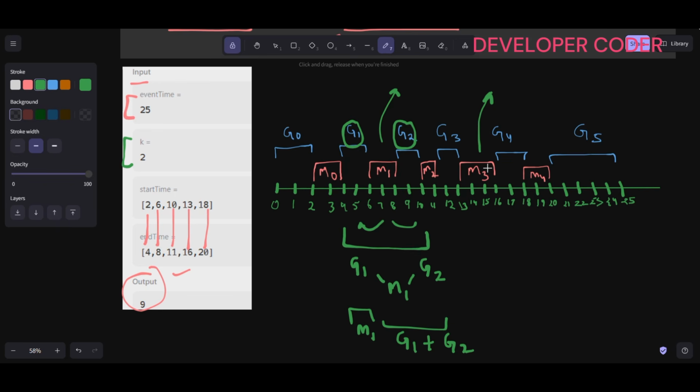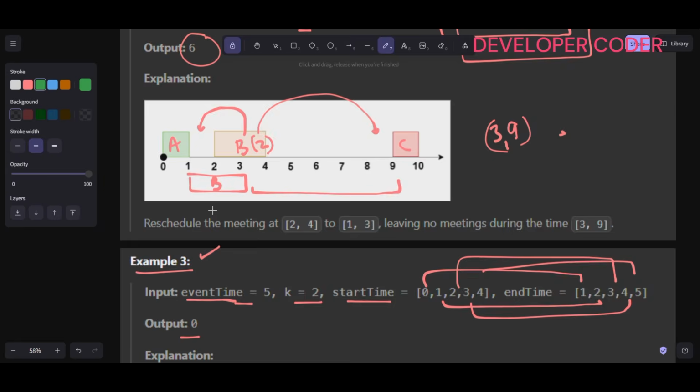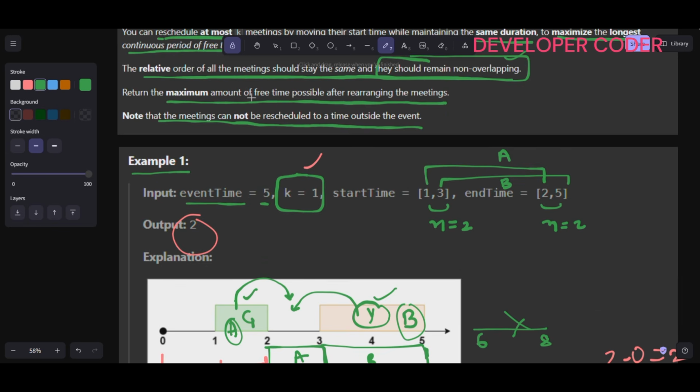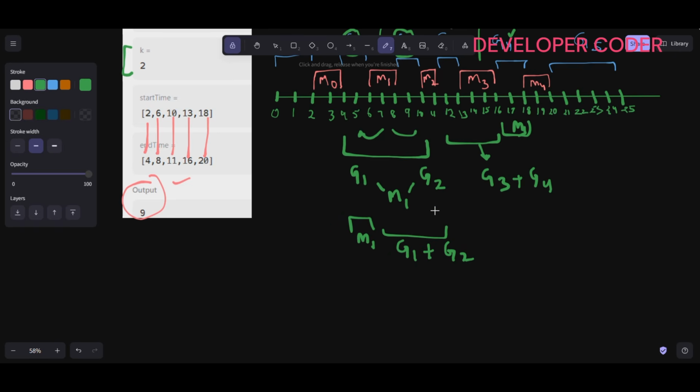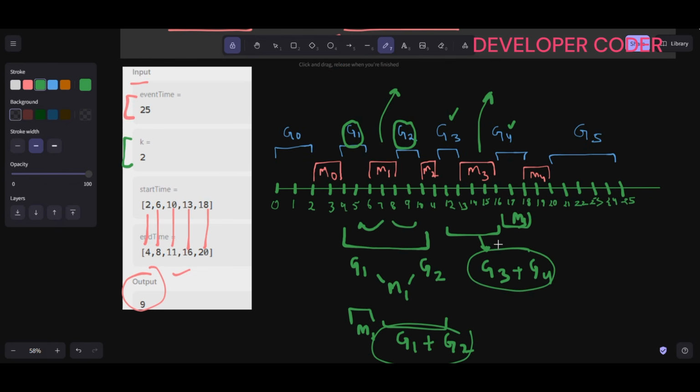Here, if for m3 I do the same thing, let's say I place m3 here, then in this place there will be a gap, and that gap value will be g3 plus g4. Now in this problem statement, we need to return the max time, the maximum amount of free time possible after rearranging. It's not the combination of the free time, it's just the max free time. So g1 plus g2 or g3 plus g4, among them what is max. This is what we need to do, right?